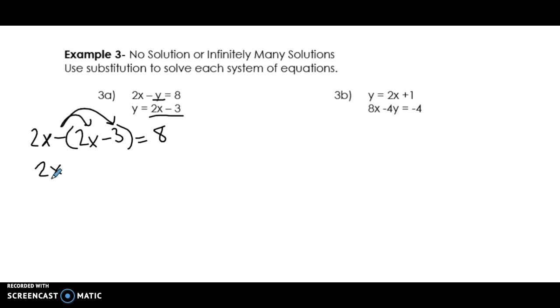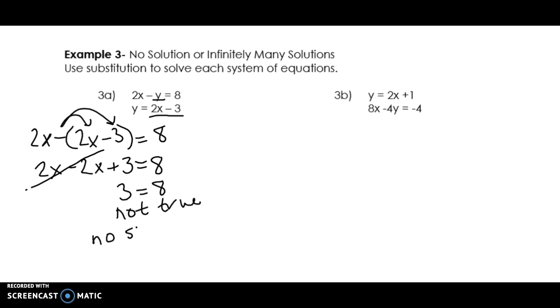That means I have to distribute that negative through my parentheses. So I have 2x minus 2x, and then minus a negative 3 gives me plus 3 equals 8. 2x minus 2x, that's just 0. Those actually cancel out. So now you're left with 3 equals 8. Should raise your eyebrows at that. This is not true. And when you end up with an untrue statement, that means your answer is no solution. So if it's untrue, no solution.